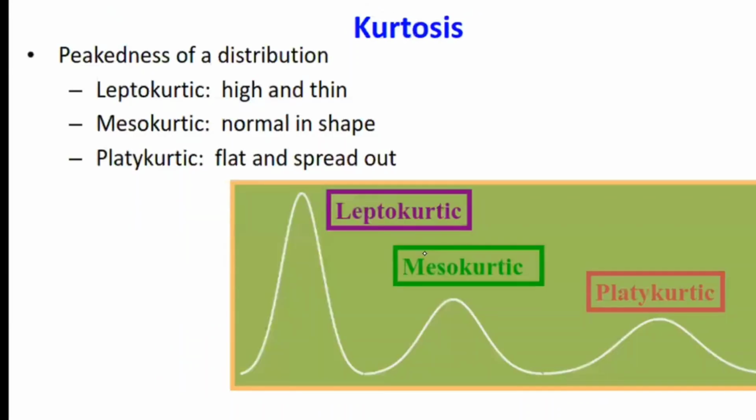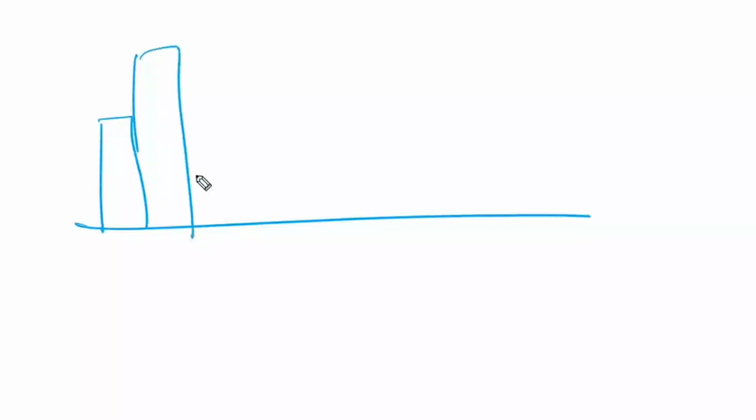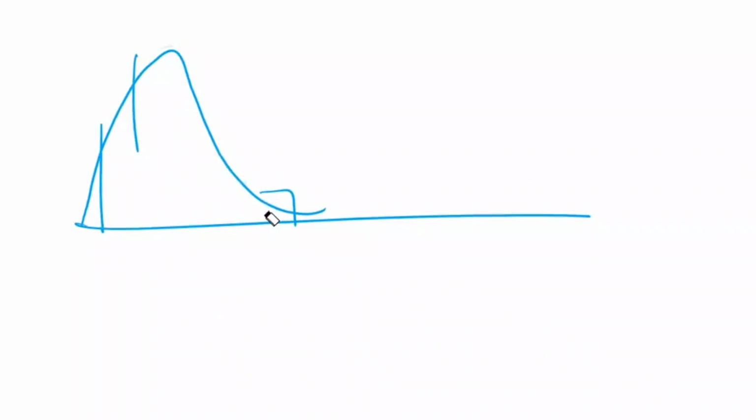Now here we have the next topic, called kurtosis, with respect to the skewness we discussed earlier. Any histogram, you can represent by using a curve like this. This is called a curve. Instead of showing the histogram as bars, you can represent the entire histogram by using a curve like this.